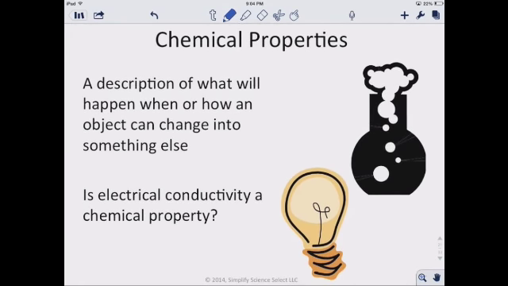Now, when something changes and we're looking at the changes of it and how it reacts with something else, it's a chemical property. A chemical property is a description of what will happen when or how an object can change into something else. So this is how it changes into something else. So when we're looking at this, we're just looking at how it changes and reacts with other substances. So when we're looking at this, is electroconductivity a chemical property? Remember, when we're looking at these physical properties, we could measure them without changing it. Can we look at electrical conductivity without changing the substance that we're looking at?